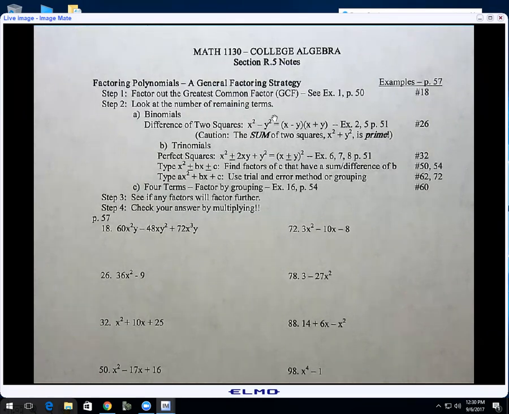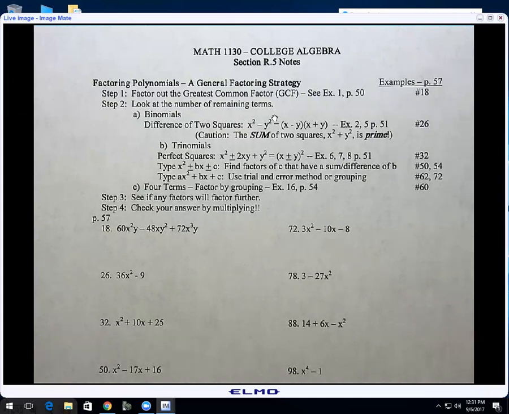X squared minus 36, because you know that when you do the outer and the inner terms on that, they're going to give you 0, and you're just going to end up with a binomial. Well, today we're doing that in reverse. We're taking that binomial and we're factoring it back into the two original binomials that we multiplied together to get x squared minus 36.